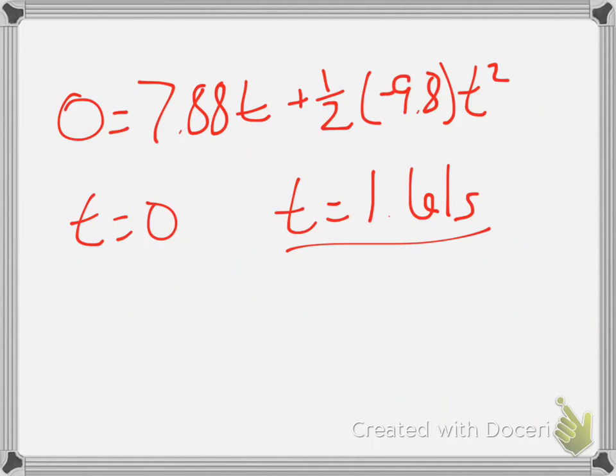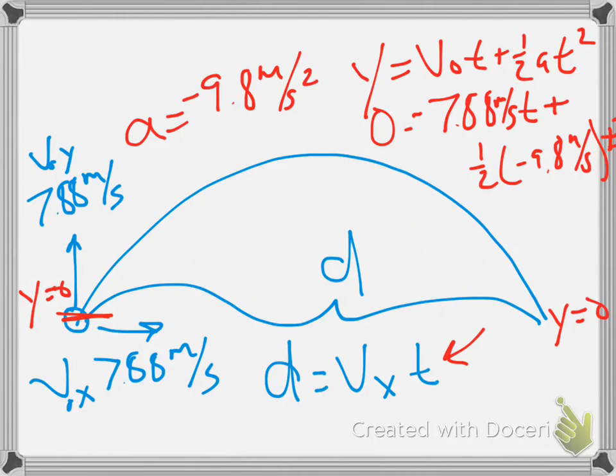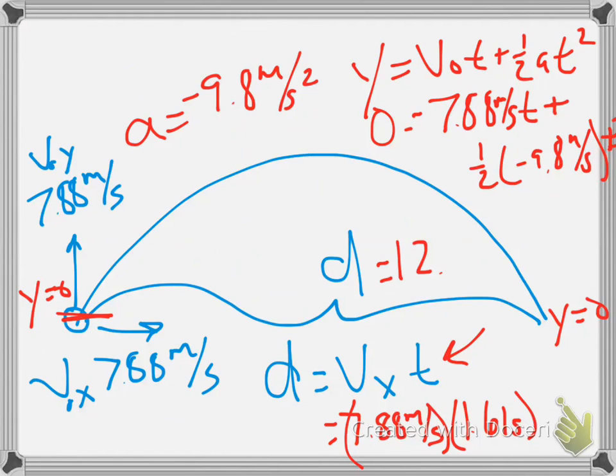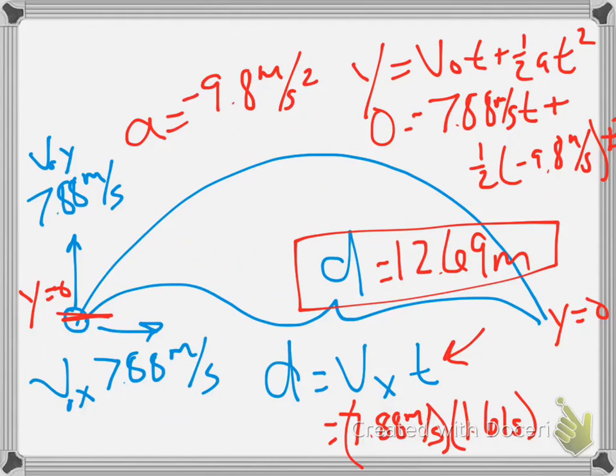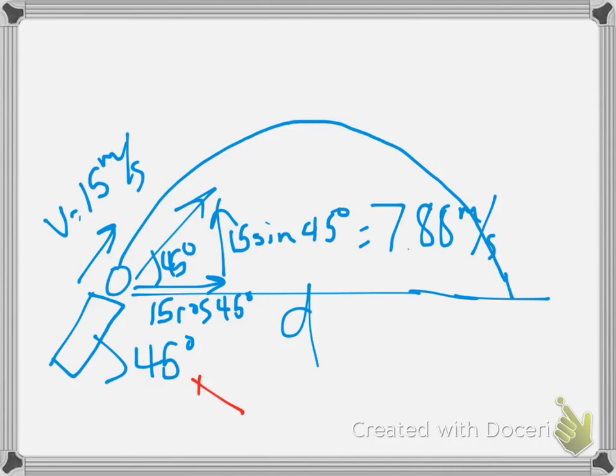So now that we know that it's only in the air for 1.61 seconds, then we can come back here and say, okay, we know that it's traveling 7.88 meters per second in the x direction, and then it's only in the air in 1.61 seconds. So how far did it go? Well, we do 7.88 times 1.61, and we get that it went 12.69 meters.